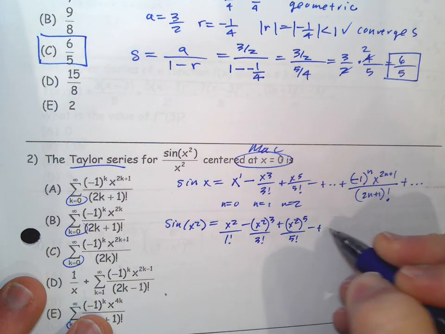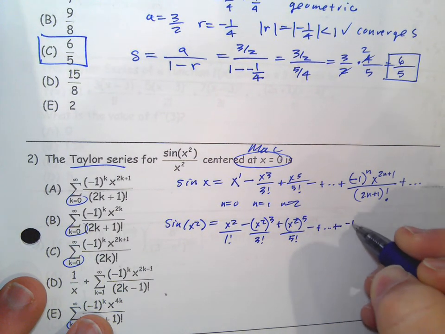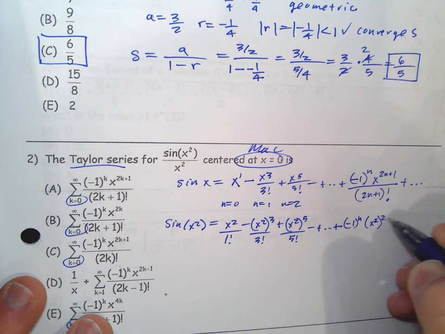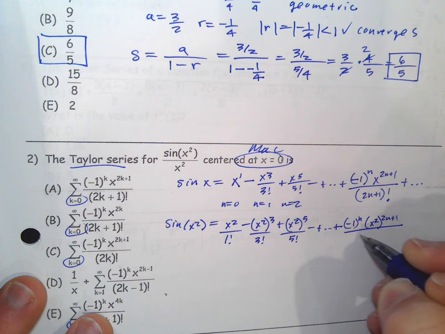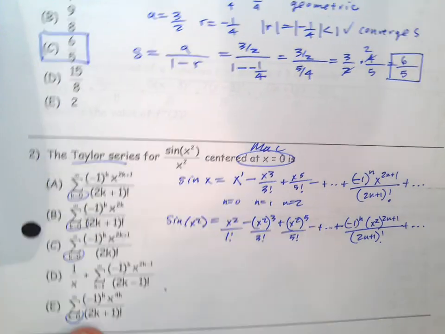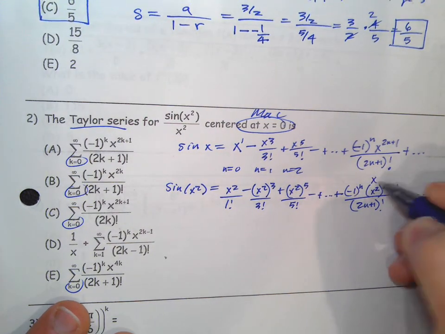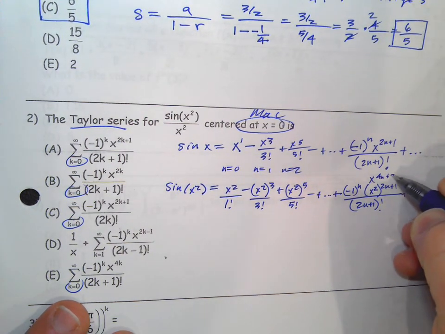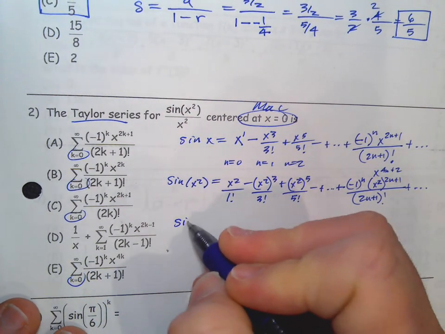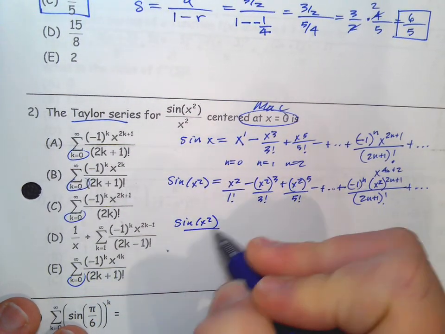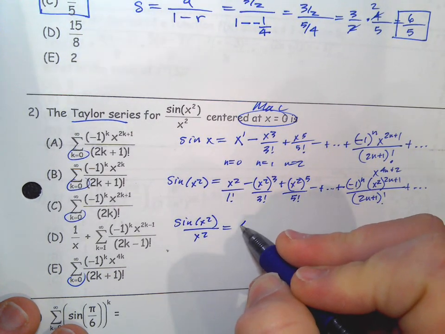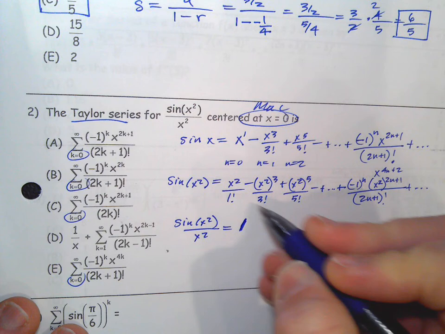And we might be able to get away with not having to figure out the pattern again if we plug it into our pattern. So x squared, okay, and that's going to give you x to the 4n plus 2, rules of exponents. And then if we're going to do sine x squared divided by x squared, then we could simply just divide this all by x squared. So that's going to give you a 1 for the first term.